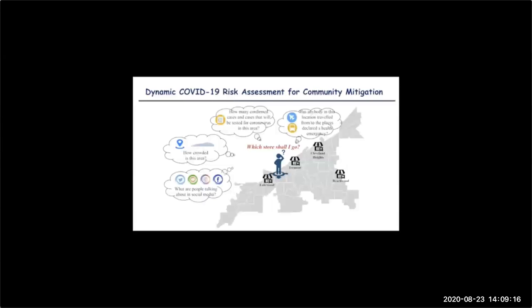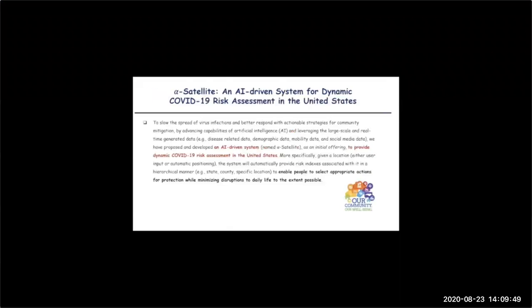Although during the quarantine or lockdown period, we still need to go to the pharmacy or grocery store for essential daily life, or you may want to see the doctor if necessary. If you would like to go grocery shopping, which store should I go to? Which place would be more risky, and vice versa? Motivated by this problem, we propose an AI-driven system for dynamic COVID-19 risk assessment.